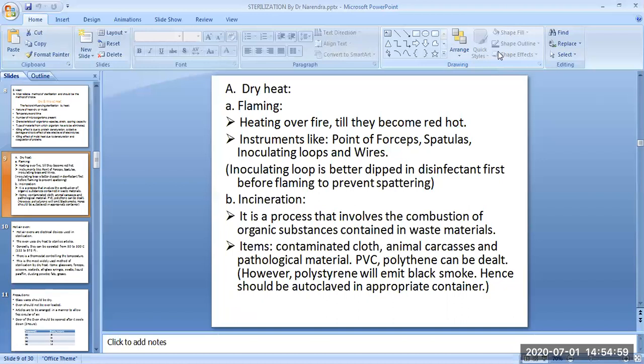Incineration is a process that involves the combustion of organic substances contained in waste materials, items, contaminated cloth, animal carcasses and pathological materials. PVC and polythene can be dealt with. However, polythene will emit black smoke, hence should be autoclaved in an appropriate container.